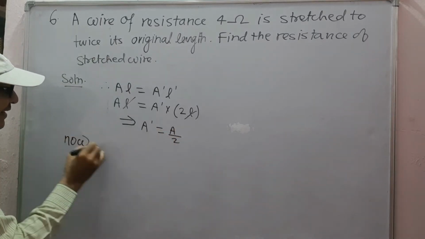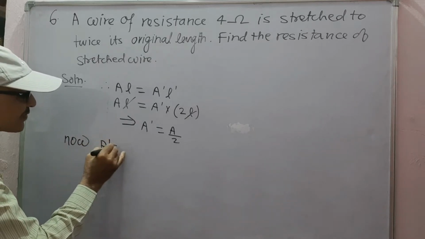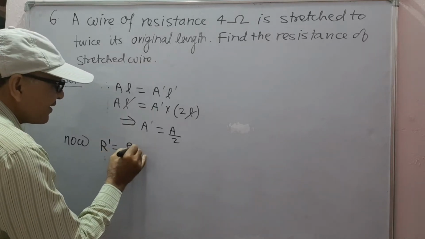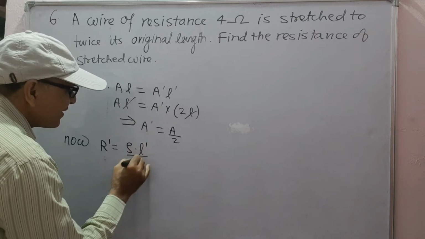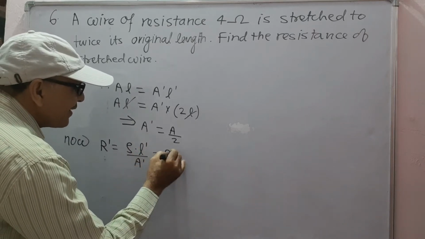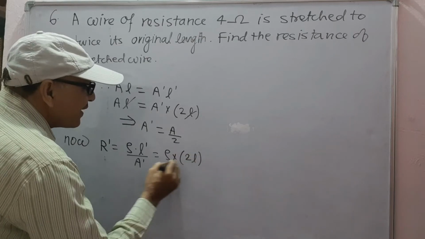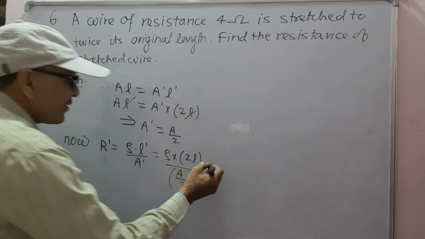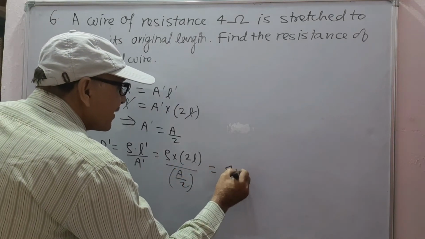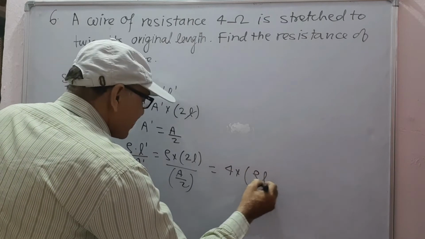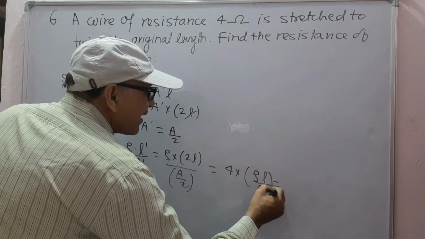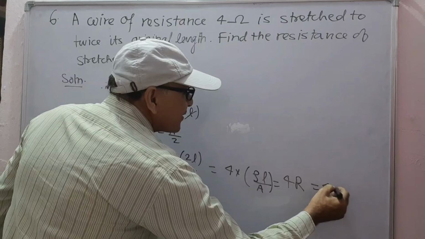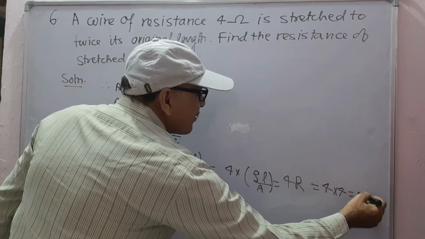Now R dash, the resistance of stretched wire, will be equal to rho into L dash upon A dash. This is rho into 2L upon A by 2. So this is 4 into rho L upon A, which is R. 4R means 4 into 4 is equal to 16 ohms.